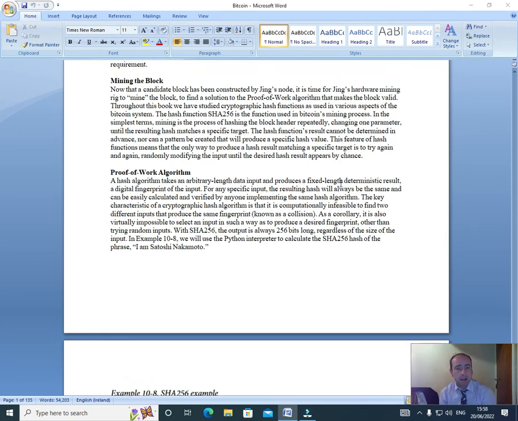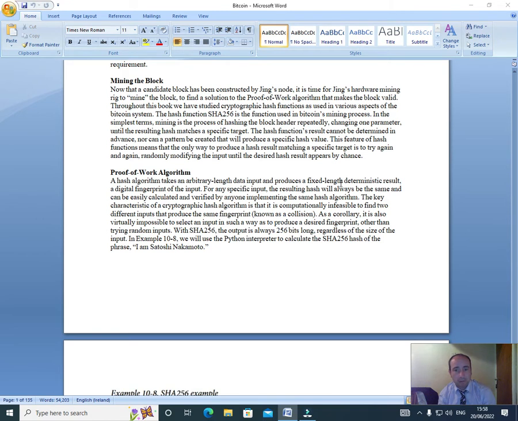Mining the block. Now that a candidate block has been constructed by Jing's node, it's time for Jing's hardware mining rig to mine the block to find a solution to the proof-of-work algorithm that makes the block valid.